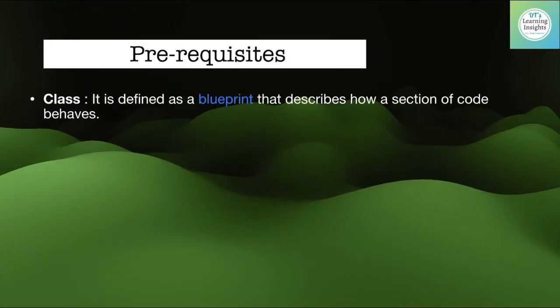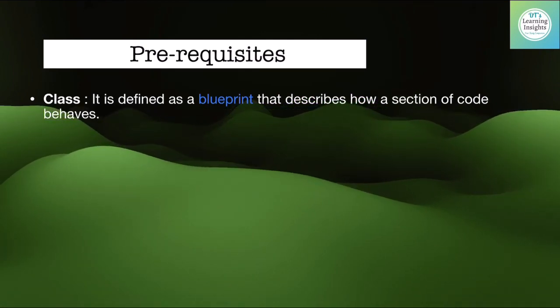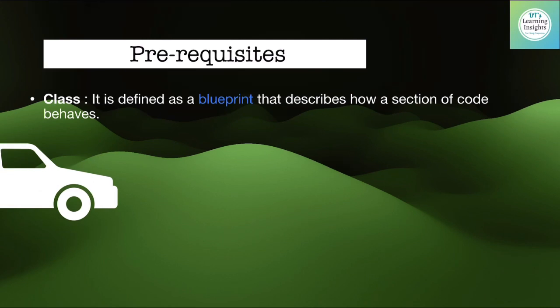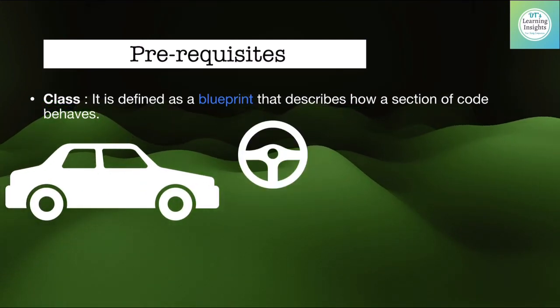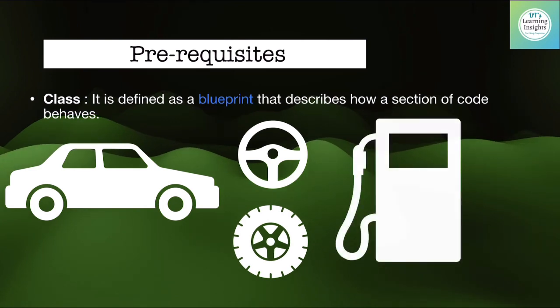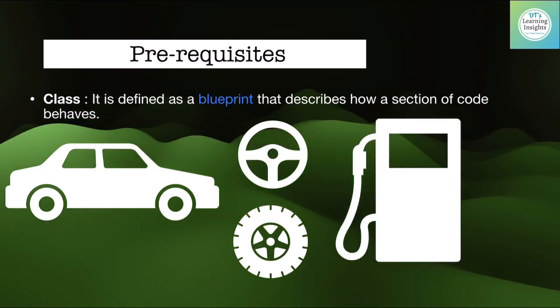It is defined as a blueprint that describes how a section of code behaves. So let us take an example and consider a car. A car has different parts such as a steering wheel, a tire, or the fuel that it uses to run. These parts are attributes of the class named car.